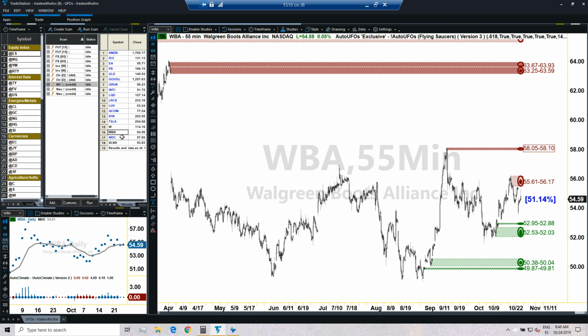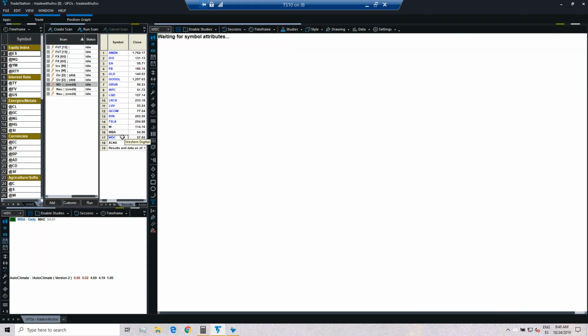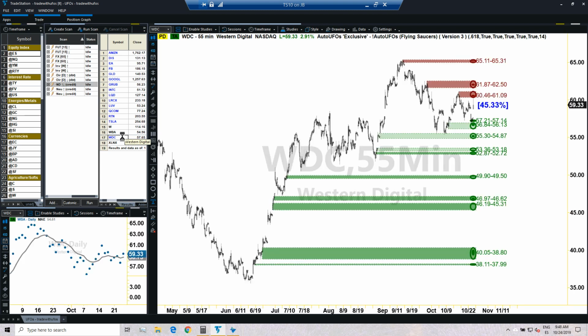Western Digital, let's take a look at WDC. Pending data, so the current value of 45% is still temporary. We need to wait for all the data to be loaded so we have a proper estimation done by the app. So we are waiting.